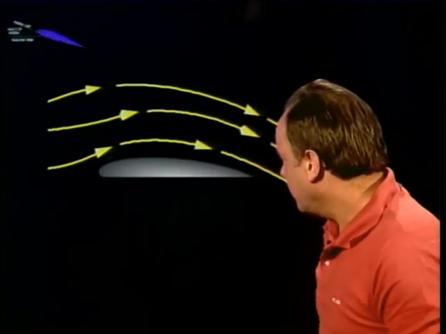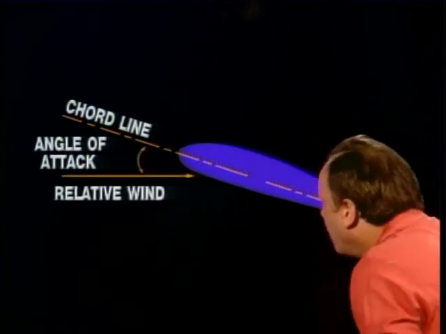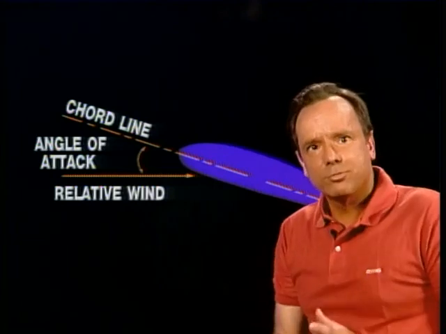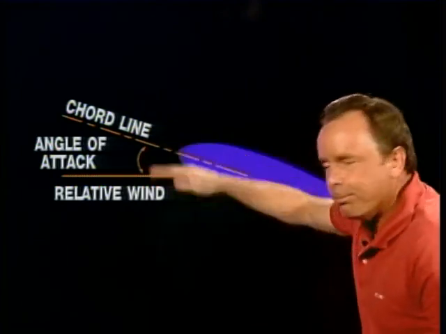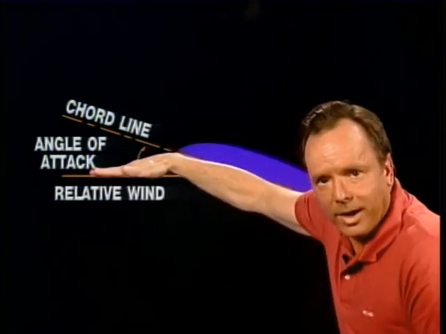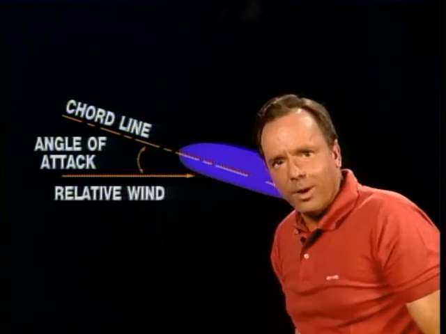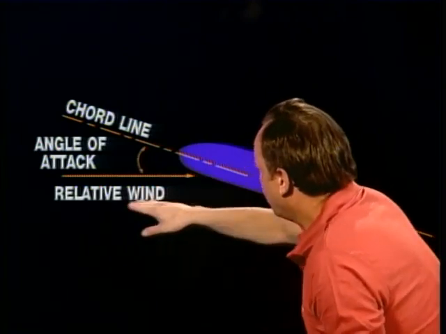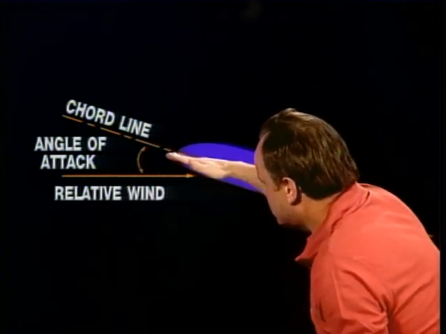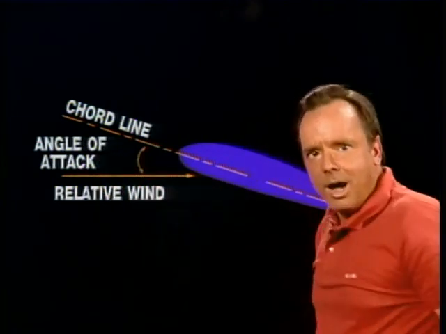First of all, if you take a look at an aircraft wing, and if you draw a line from the trailing edge of the wing up here to the leading edge, that line is roughly called the chord line, and it points the direction the wing is pointed. Now if the wing is going this way, the wind will be coming from the opposite direction. They call that the relative wind because it's the wind relative, or in relation to, the wing itself. And so if the wing is going this way, the relative wind will be coming the opposite direction.